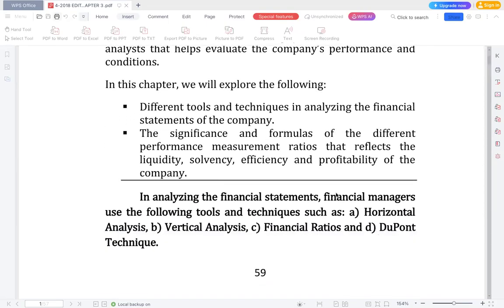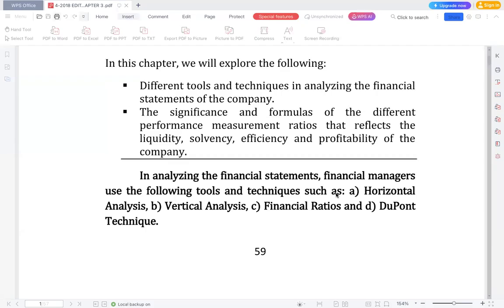Moreover, aside from its components, the firm is required to present different ratios such as liquidity, solvency, activity, and profitability ratios to provide a glimpse of the financial health of the firm.